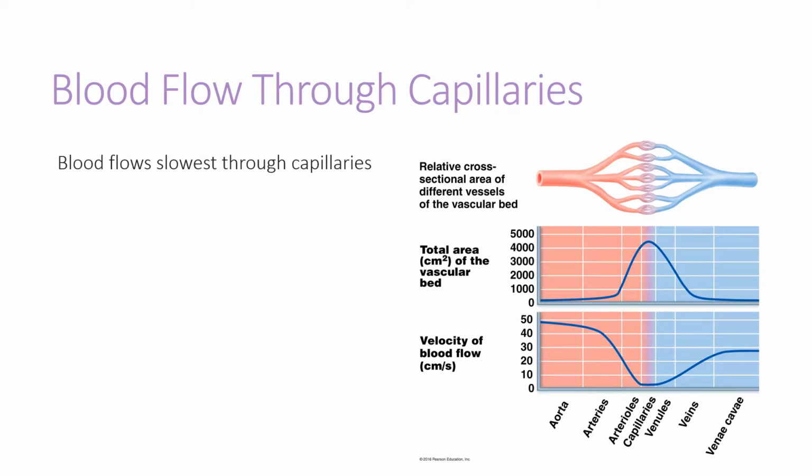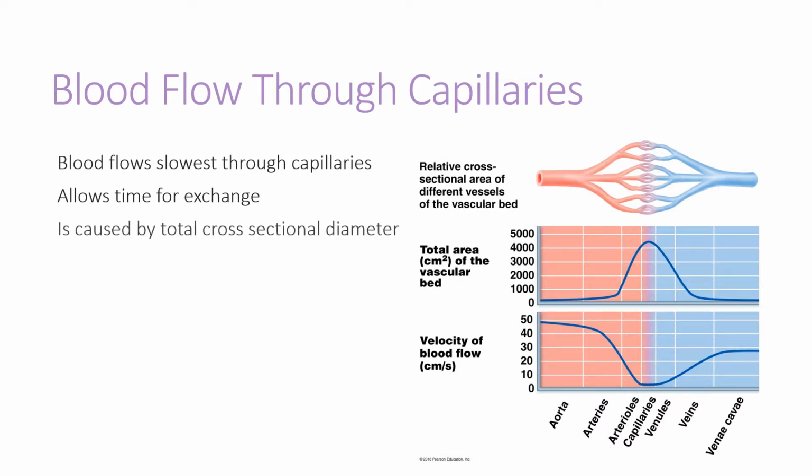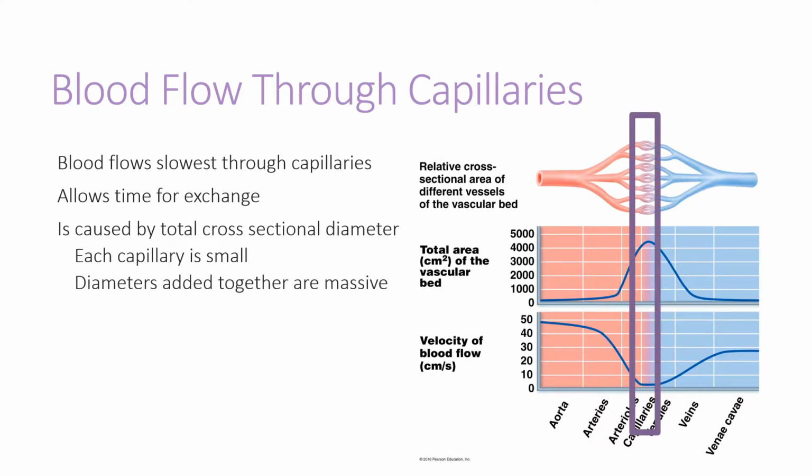Blood flows slowest through the capillary portion of our cardiovascular system. This slow movement allows time for the exchange of gases, nutrients, and waste products. The slow flow is caused by the total cross-section diameter in the capillary bed. Each individual capillary has the smallest diameter of any blood vessel. But if we take a look at the total cross-section of all the capillaries in a capillary bed, their total diameter is massive, far larger than that of even the aorta.